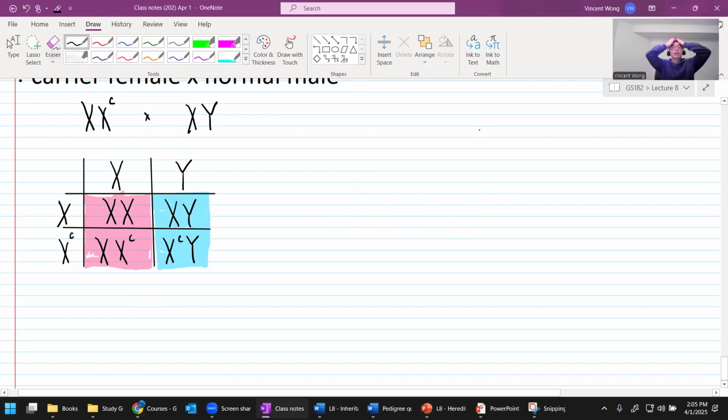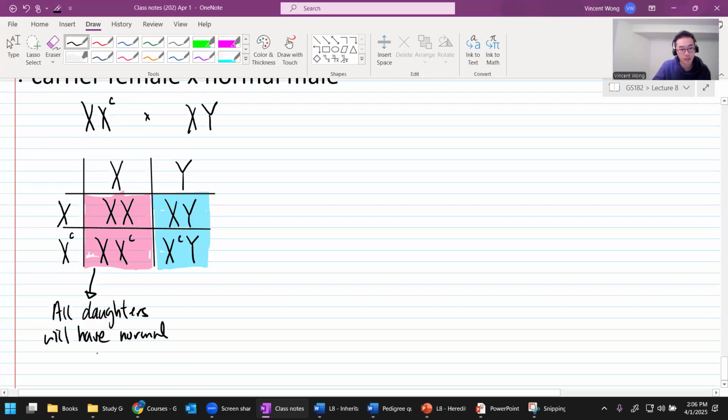Okay, I need to know if it's a daughter here, what's the chance that they're gonna be colorblind in this family? 0% chance. Okay. This is normal vision. This is a carrier, but she doesn't have color blindness. So all daughters will have normal vision.